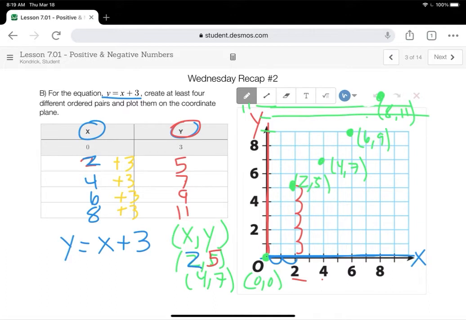So the only other one that I didn't put here is our first number, which is 0, 3. And that's because I wanted to remind us that if we have 0 in the x direction, we stay at the origin and we just go up 1, 2, 3.